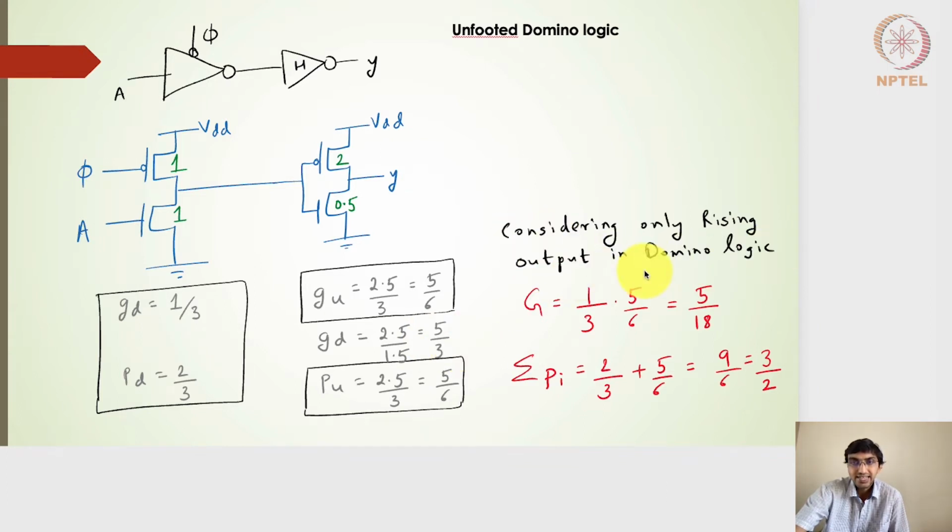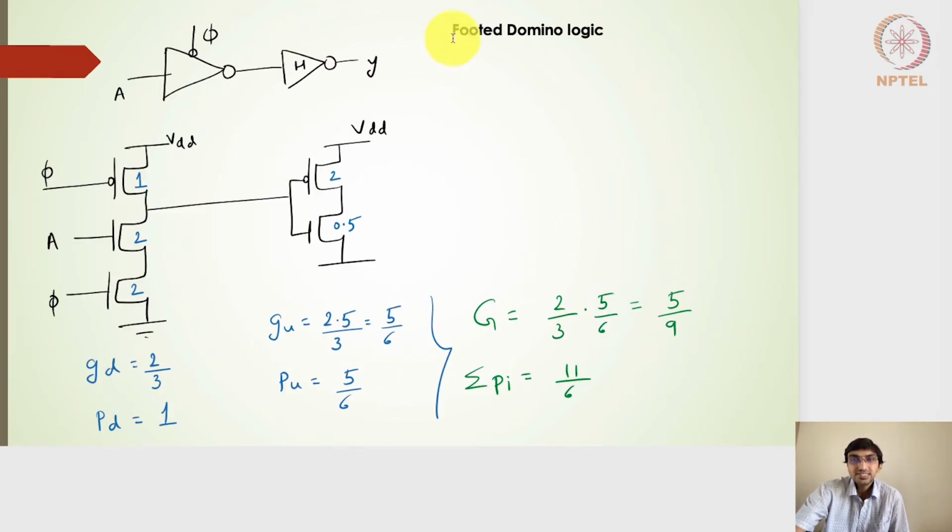So considering only the rising output in the domino logic, our overall G, which is nothing but the product of all the G's, which will be the GU here and then the GD here, will be 1 by 3, and then 5 by 6 multiplied by 5 by 6 will give me 5 by 18. And I've taken the summation of all the parasitics just because we are interested in finding out the overall delay. So the summation of the parasitics will be nothing but 2 by 3 plus 5 by 6, which turns out to be 3 by 2. Right? Hope this is clear.